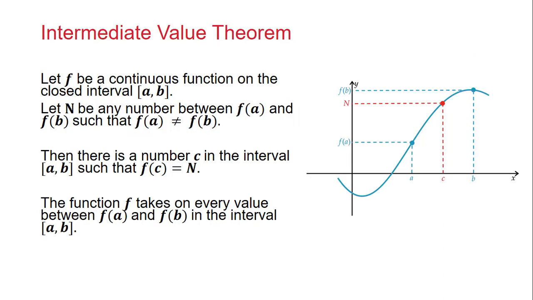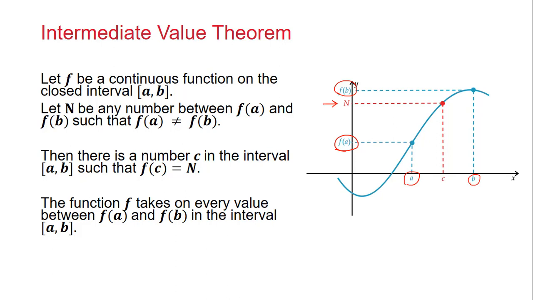And so this intermediate value theorem states that if f is a continuous function on a closed interval from a to b, let n be any number between f of a and f of b, such that f of a does not equal f of b. So remember, f of a and f of b are just some y value for an x value of a and some y value for an x value of b. We have these two y values, f of a and f of b, and n is some value in between them. So a and b are the corresponding x coordinates for those y values.